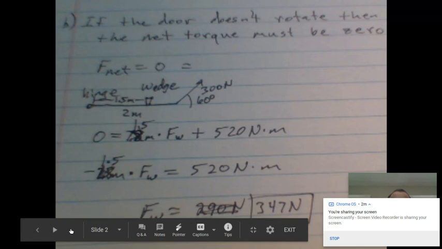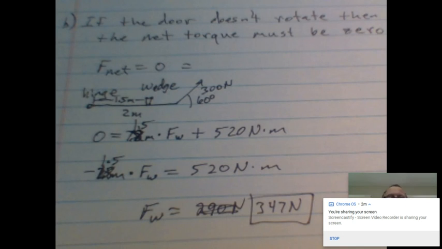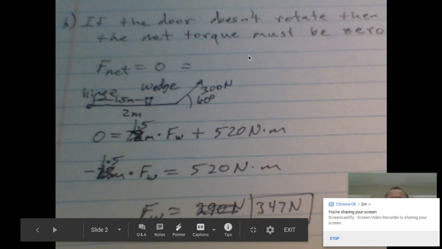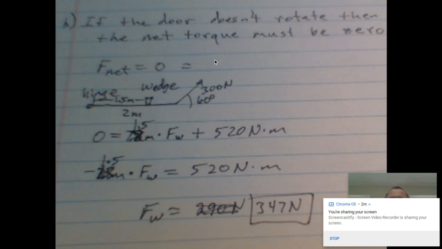Part B to the question asks, if we put a wedge 1.5 meters away from the hinge, how much force would that wedge have to produce in order to prevent the door from opening? And so if the door is not rotating, we have static equilibrium, and therefore your net force has to be 0.